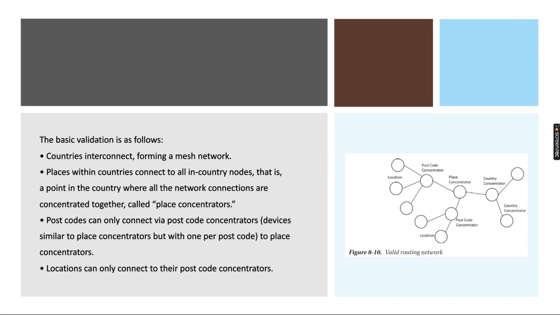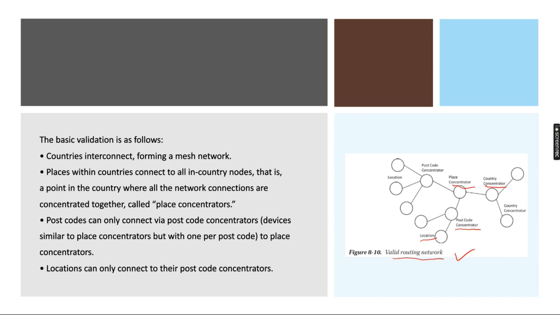Now, how can the scheduling of jobs be created? This kind of valid routing network can be created. In this network, it shows the place concentrator. We have the country concentrator, then we have the place concentrators, then we have the postal code concentrators, and then the location. So they are connected to one another, and we have the hierarchy. So country concentrator is connected to place, which is connected to postal code, and postal codes are connected to the location.